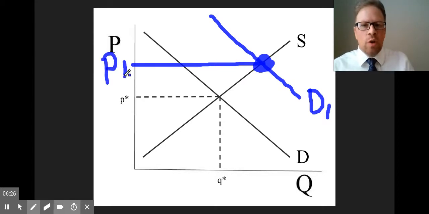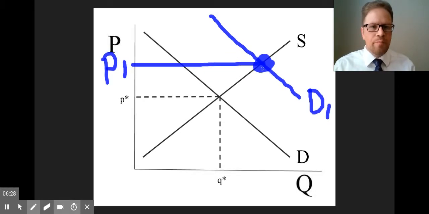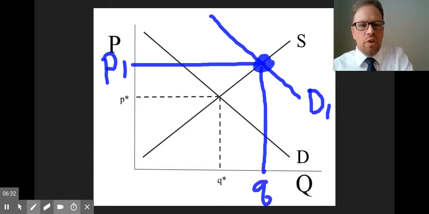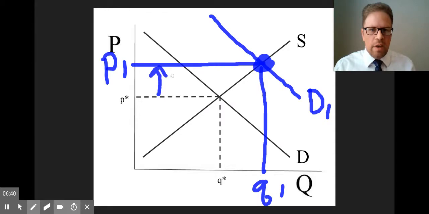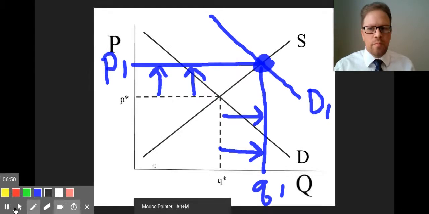I'll call this P1 so that it matches my D1. Then I'll go straight down. I'll call this Q1 so that way it matches my D1. And as we'll see at this point, if this was our starting point, by shifting to the right, prices will increase for this product. Also, the amount of the product that people are purchasing will also increase.